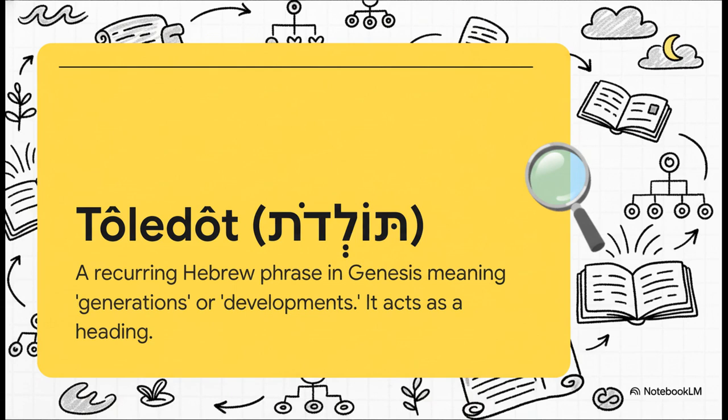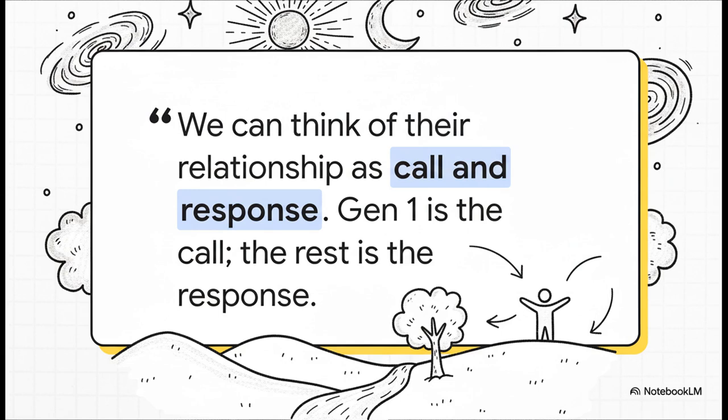All right, theory number 2 looks at the literary structure of the entire book of Genesis. The whole book is organized by this recurring Hebrew phrase, toledot, which basically means these are the generations of, or these are the developments of. It always acts like a chapter heading for what comes next. And guess where the very first toledot heading appears? Right between our two stories, at Genesis chapter 2, verse 4.